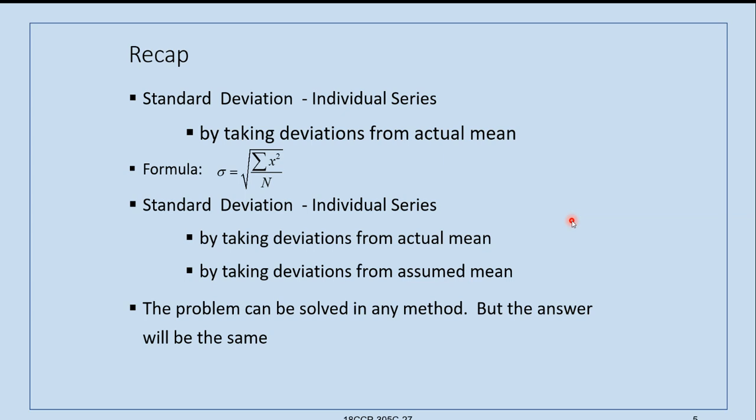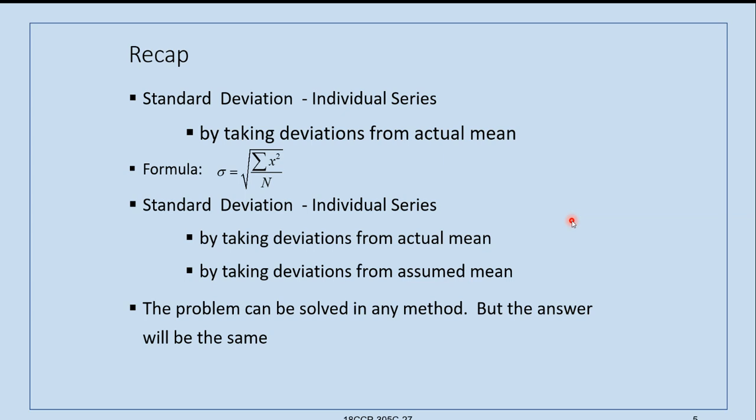is the formula used for calculating standard deviation when the series is individual series and the deviations taken from assumed mean. Of course, here deviation is considered as d, so the formula is sigma d square by n minus sigma d by n whole square under root.